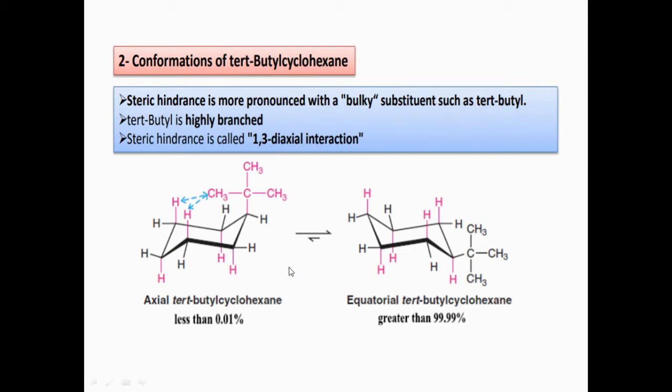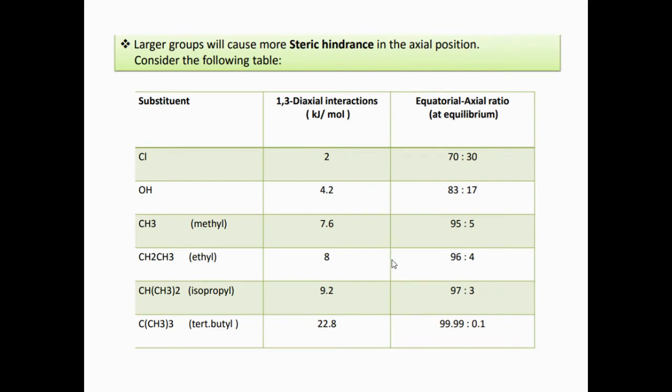Here only 0.01% of axial tertiary butyl cyclohexane exists, whereas the equatorial form exists in 99.99%. That means changing the substituent also changes the 1,3-diaxial interaction. From this table you can understand that the substituent may be chlorine, hydroxyl group, methyl, ethyl, isopropyl, tertiary butyl, and the corresponding 1,3-diaxial interaction is given in the second column. The percentage of equatorial and axial forms is given in the third column.